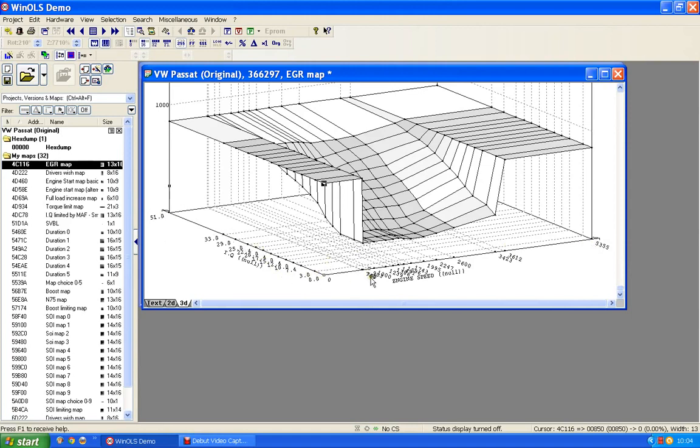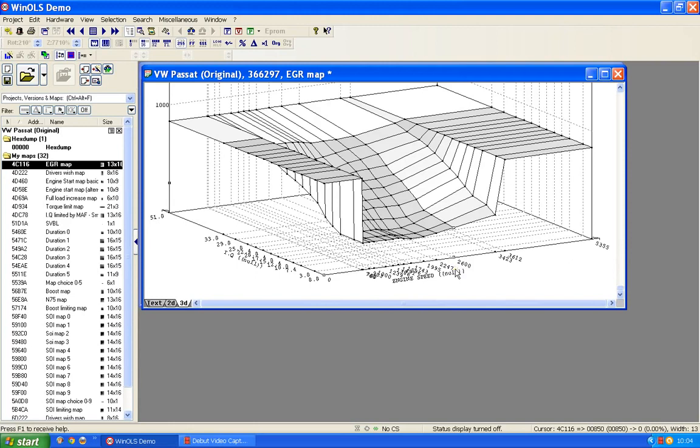Now, it's probably simpler in your own mind to look at these as two separate things. In other words, what happens when injection quantity rises and what happens when engine speed rises, and then once you've got that straight in your mind, try and put the two together. So okay, let's have a look at what's happening as engine speed rises.